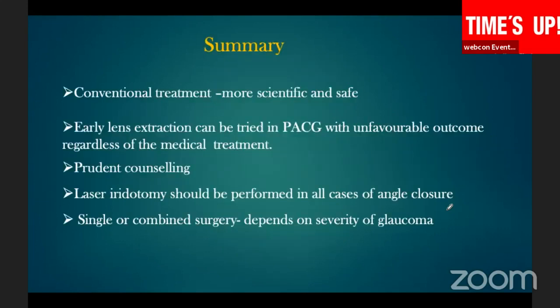So my summary is that the conventional treatment of doing a PI and medical management is more scientific and safe. Early lens extraction should be tried in primary angle closure glaucoma with unfavorable outcome. Prudent counseling is a must, and laser iridotomy should be performed in all cases. We cannot bypass this step, and a combined procedure should be done in cases of severe glaucoma. Thank you so much.